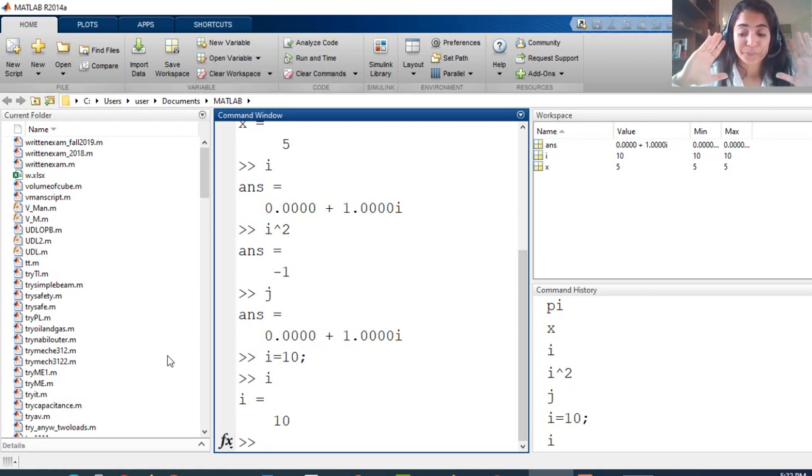So guys, put in your mind that I cannot use any variable without defining it, except the values that are already defined in your Matlab library, like pi, and like i and j.